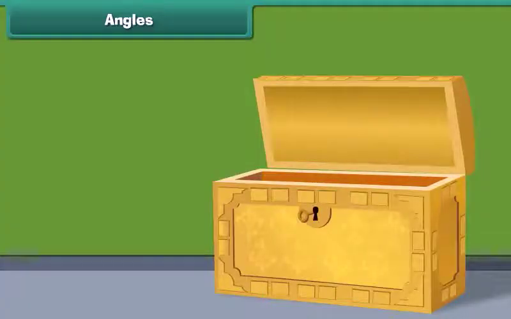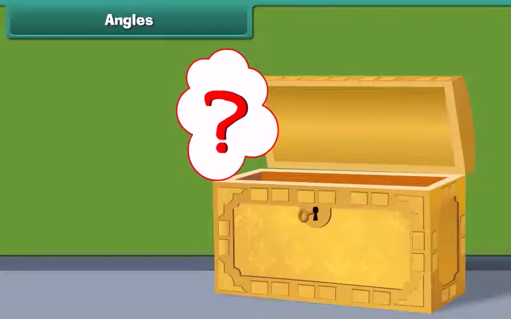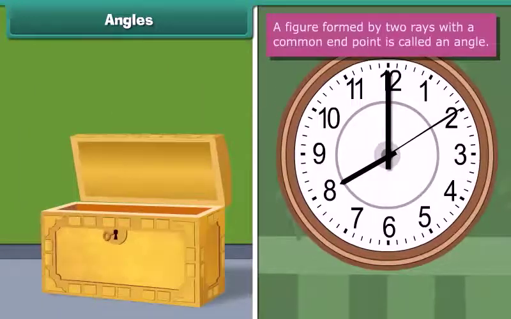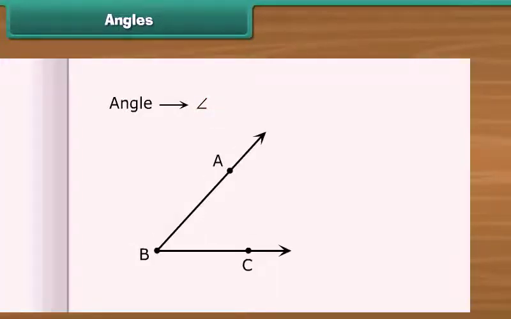Look at this box. What figure it makes? It forms an angle. Similarly, the minute hand and the hour hand in the clock form angles. A figure formed by 2 rays with a common endpoint is called an angle. An angle is represented by the given symbol. This is an angle ABC. It is represented as angle ABC. Here, B is a vertex. A is a point on one ray, while C is a point on another ray.